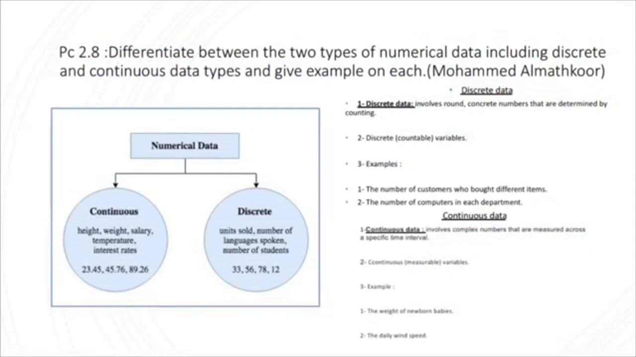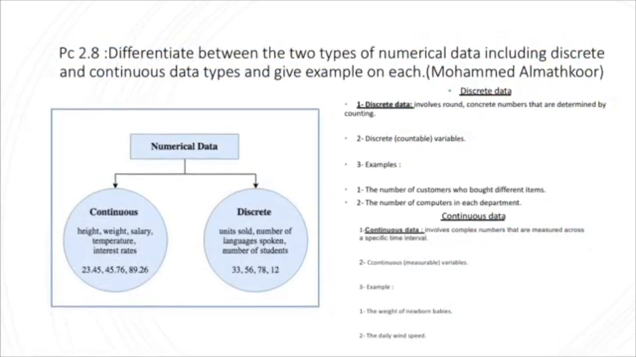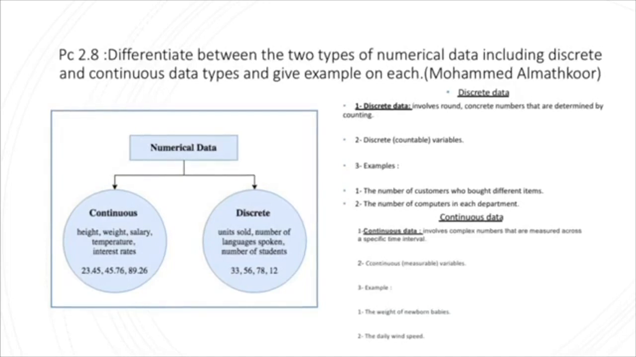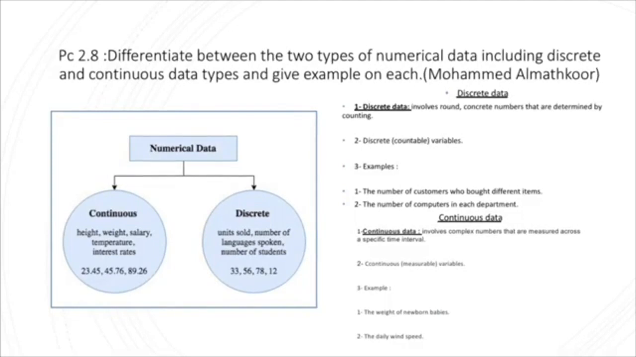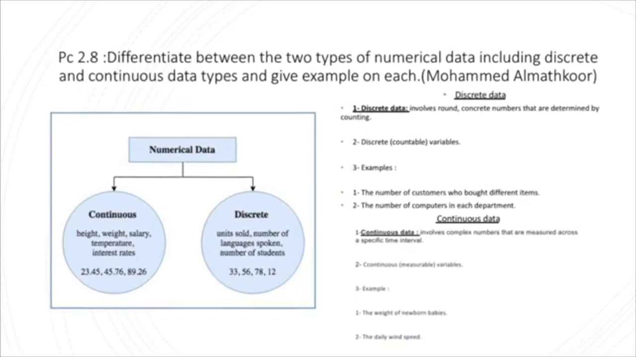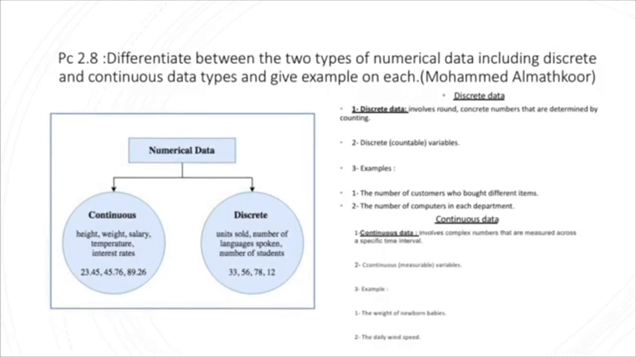BC 2.8 Differentiate between the two types of numerical data, including discrete and continuous data types, and give examples of each. First, discrete data involves concrete numbers that are determined by counting. Second, discrete data are countable variables. Third, examples. The first example is the number of customers who bought different items. The second example is the number of customers in each department.